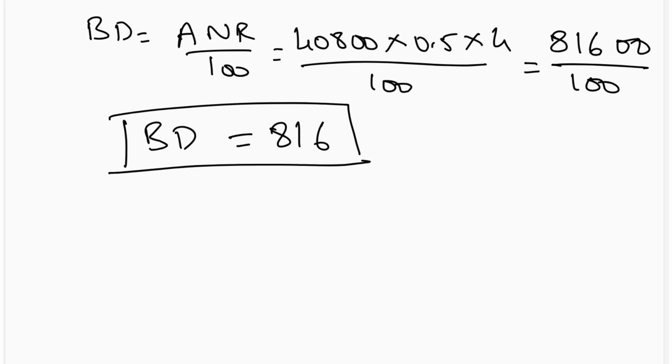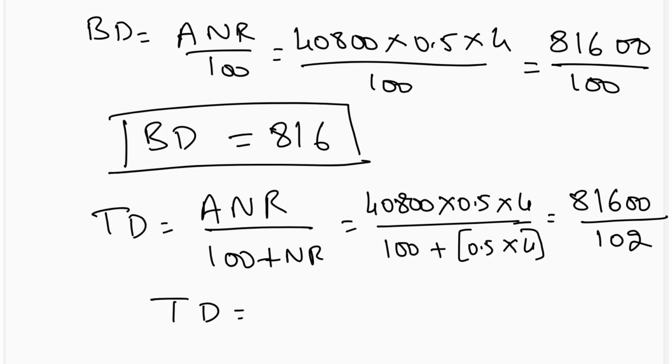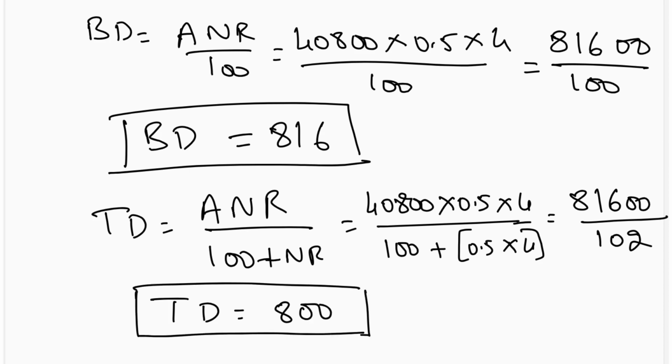Now we will find out banker discount and true discount using that formula. If you substitute, A will be 40,800 into 0.5 into 4 divided by 100, so that becomes 81,600 divided by 100. If you divide, you will get 816, that is banker discount. Then the true discount formula, so 40,800 into 0.5 into 4 divided by 100 plus 0.5 into 4. NR, 0.5 into 4 will be 2, 100 plus 2 becomes 102. If you divide this, you will get 100. The true discount becomes 100.